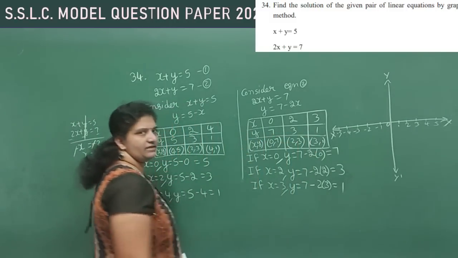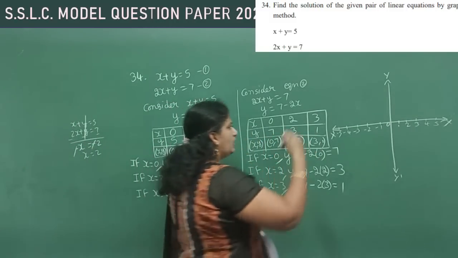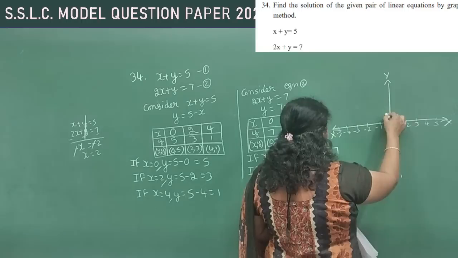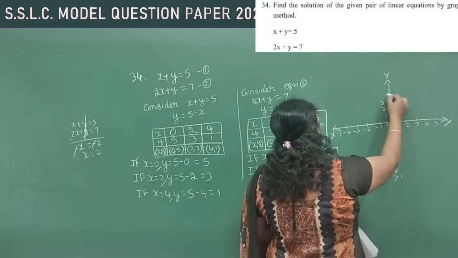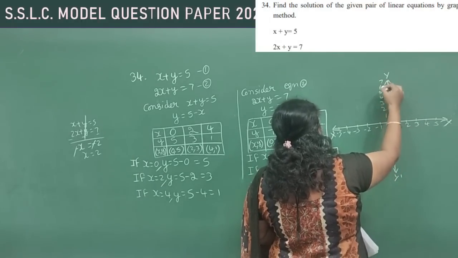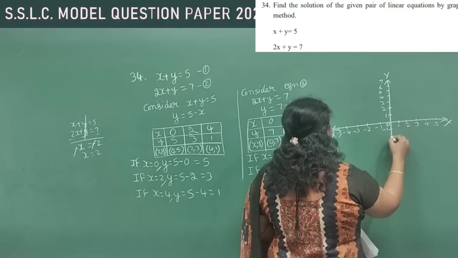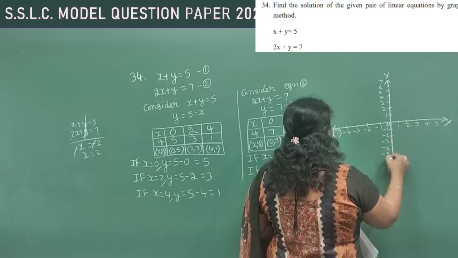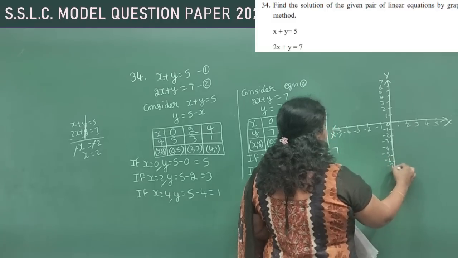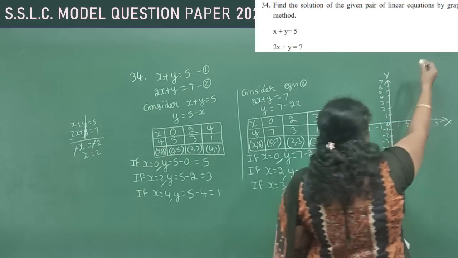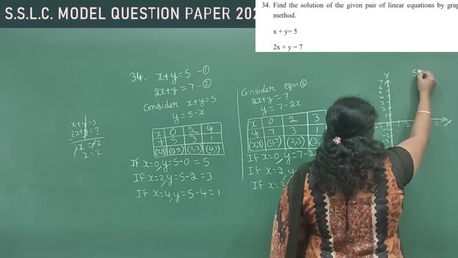That means 7 is the largest number. So, I can plot 7 digits easily. So, I will take 1 centimeter is equal to 1 unit. 3, 4, 5, 6, 7. Right? Same manner here, negative scale. Minus 1, minus 2, minus 3, minus 4, minus 5, minus 6, minus 7. And right side top scale.